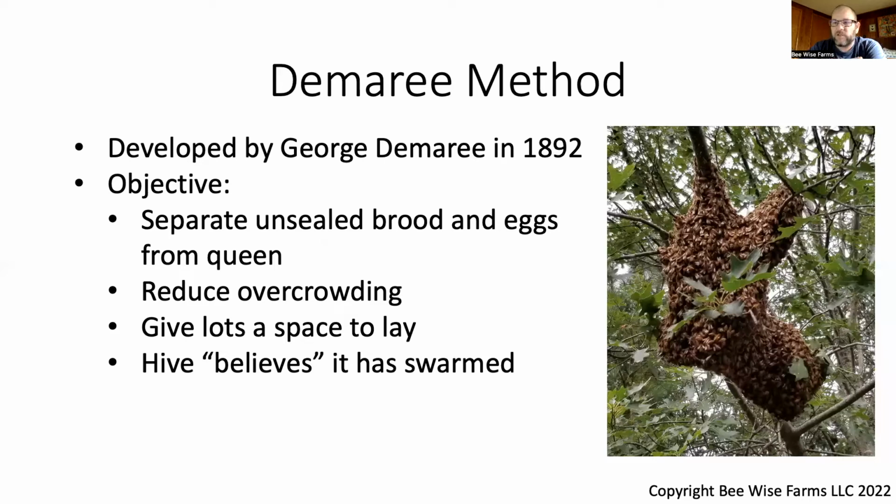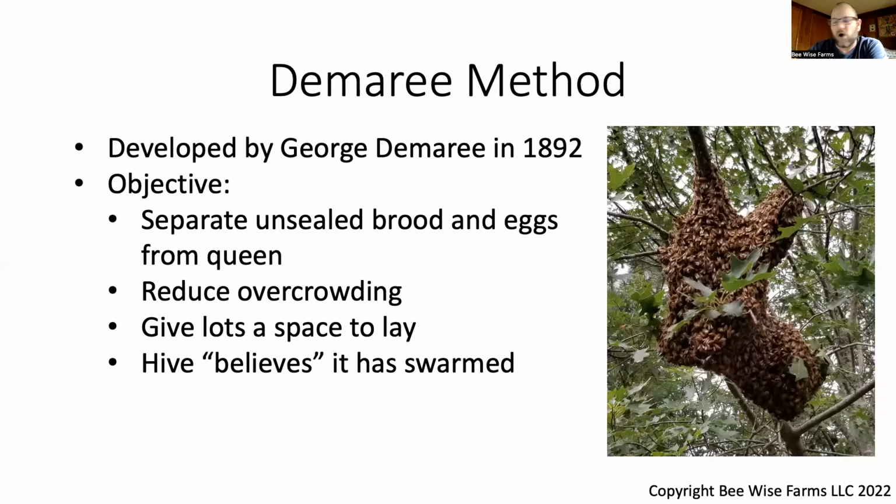For most folks, the reaction is that we just kill all the swarm cells, but invariably you're going to miss one or two of those and it's still going to swarm. And you haven't taken care of the issue, which is overcrowding, by just killing queen cells. They're just going to put more on. And this is going to be a fight that you're going to have for some time if you don't correct this some way.